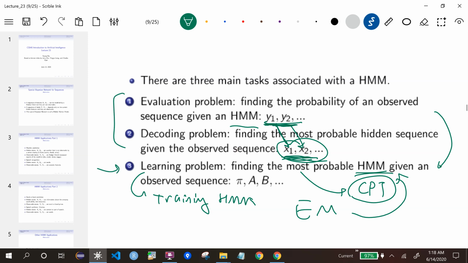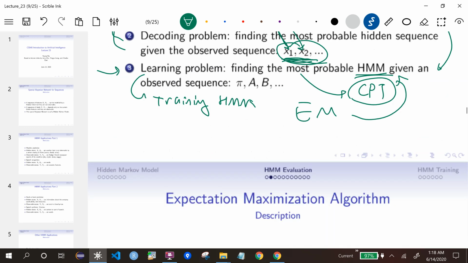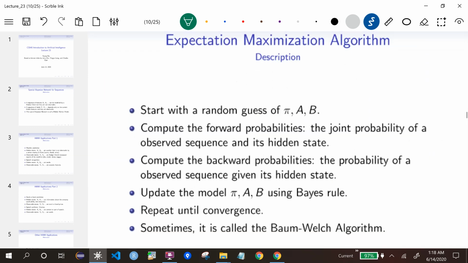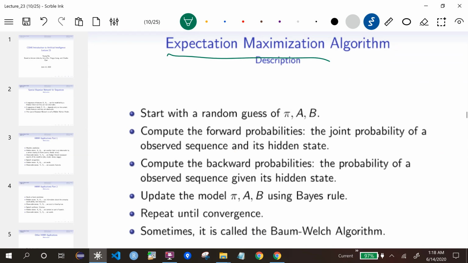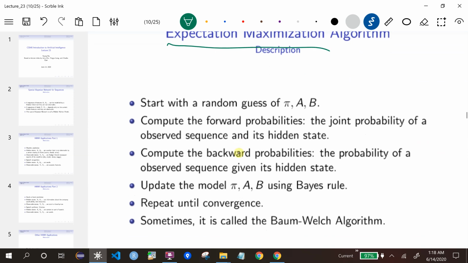Okay, so in this part of the lecture, we'll talk about the first two, but before that, I want to briefly go through how we will use the first two to actually do part 3, the training problem. So to briefly go through what I said, the EM algorithm, it's basically start with a random guess. So start with initial random weights, and then we do a forward and a backward computation. So I need to explain these later.